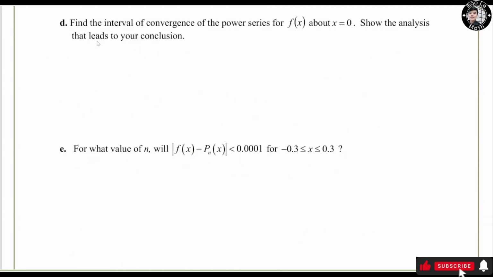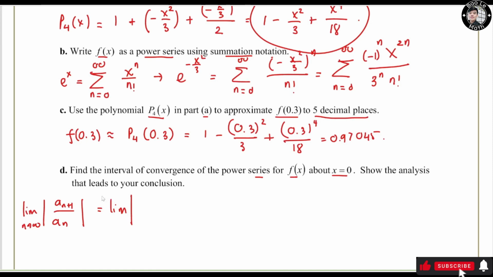Now let's move on to question D. Find the interval of convergence of the power series for f(s) about s equals 0. Show the analysis that leads to your conclusion. Alright, so we're going to use the ratio test, right? So we have limit absolute value of a sub n plus 1 over a sub n when n approaches infinity equals limit a sub n plus 1, right? So we have negative 1 raised to the n plus 1, s raised to the 2 parentheses n plus 1, right?